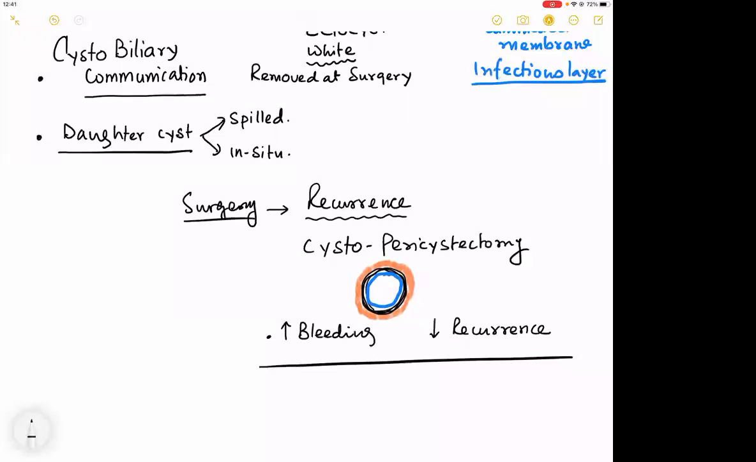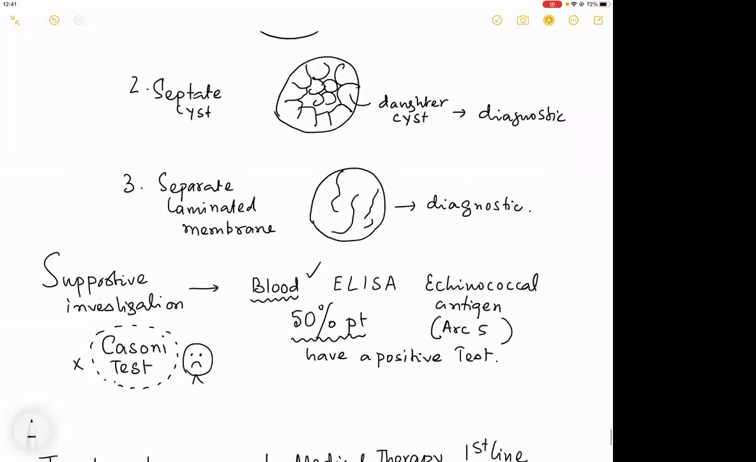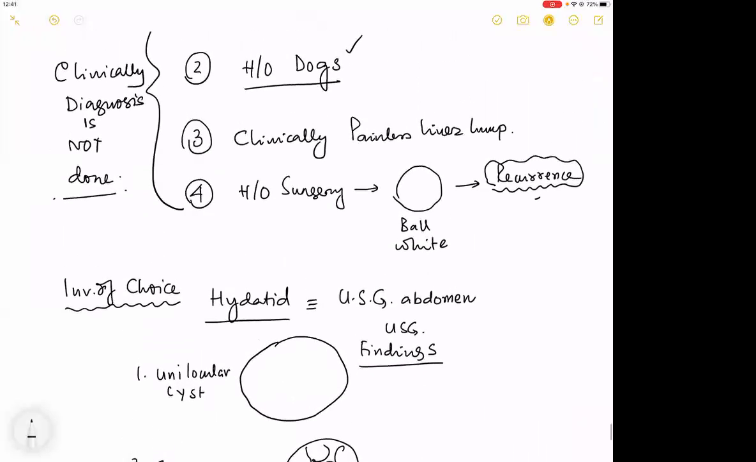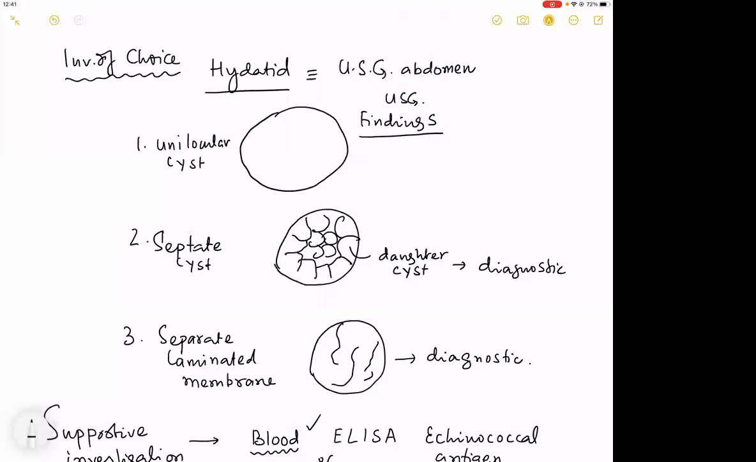So hydatid cyst is complete as a case. Kindly do not say Casoni again. Casoni is obsolete now. Casoni is not done. Do they still teach Casoni in microbiology? Really, they are probably 100 years back. Because we are surgeons, we have never done a Casoni, which is strongly contraindicated.